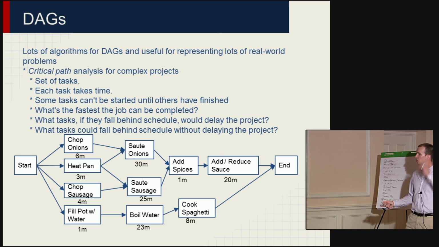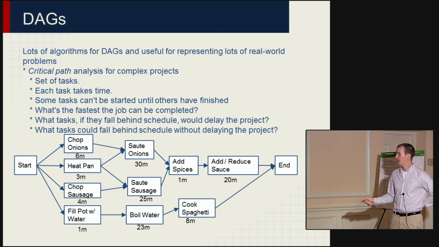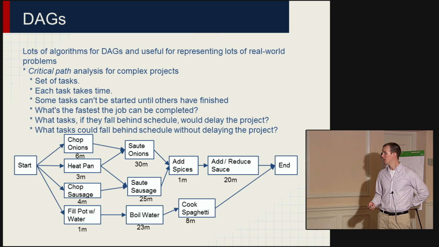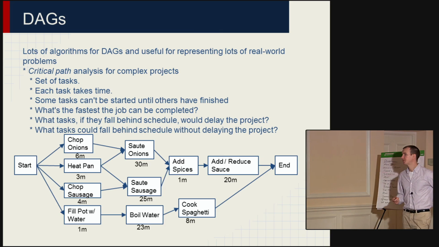And so one question you might ask for this is, how should I schedule the process of cooking dinner so that it gets cooked as quickly as possible? What tasks should I do first? One way of looking at it is thinking about the critical path. The critical path is the set of tasks where if any task along that path falls behind, then the whole project is delayed.